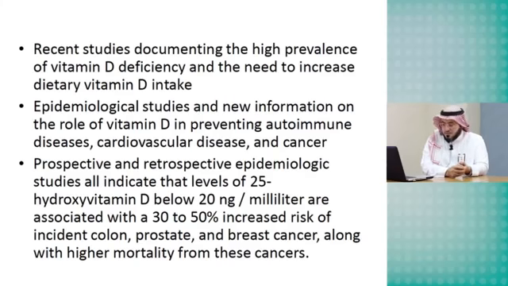Like what systemic disease? They have found, through epidemiological studies and new information, a role for vitamin D in preventing autoimmune disease, like type 1 diabetes and autoimmune thyroid disease, as well as cardiovascular diseases and cancer. So vitamin D is not a local problem to the bones only. Yes, it is important there, but also for other systemic diseases.